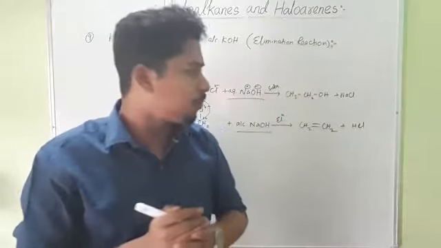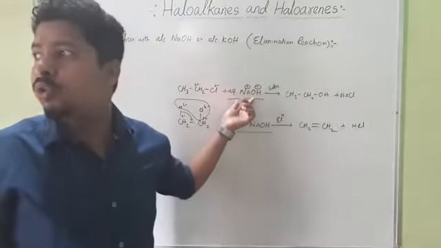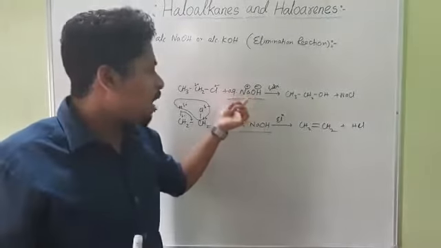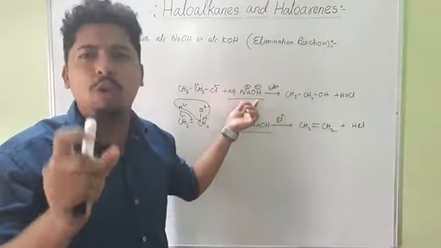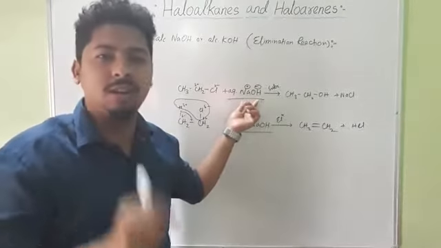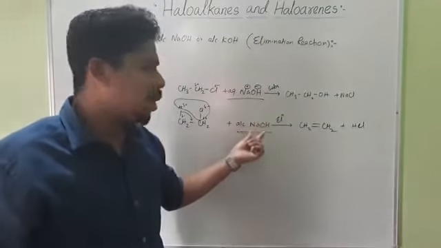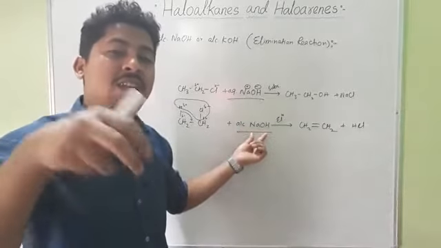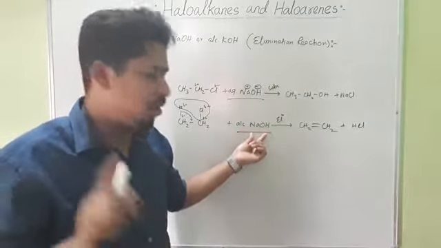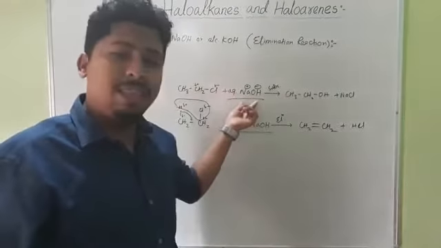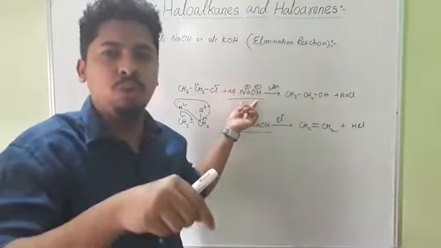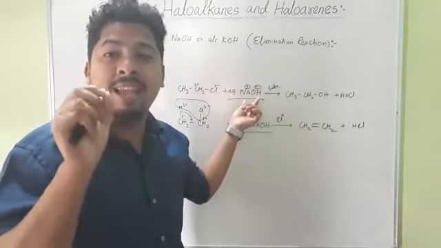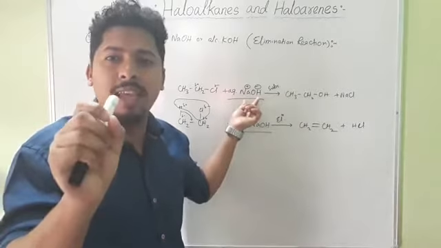The reason is that aqueous NaOH or aqueous KOH means sodium hydroxide or potassium hydroxide dissolved in water, and alcoholic KOH or alcoholic NaOH means they are dissolved in alcohol. When NaOH or KOH is dissolved in water, this OH- acts as a nucleophile.